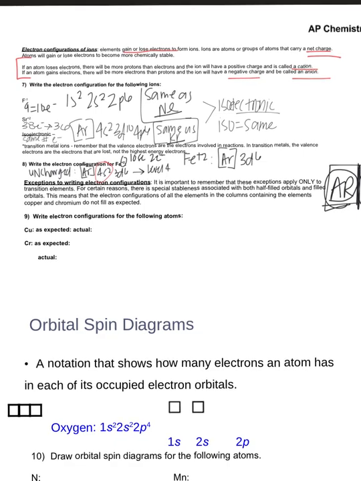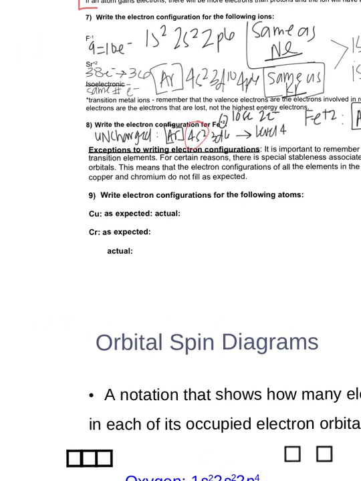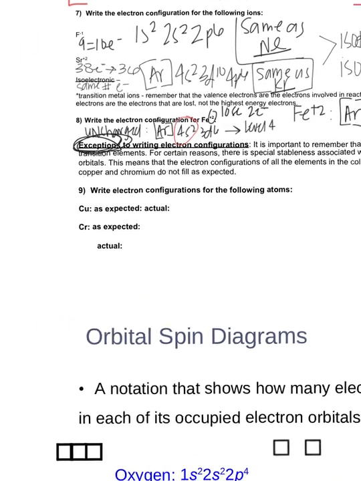All right, so exceptions to writing electron configurations. It's important to remember that these exceptions apply only to transition elements. For certain reasons, there's a special stableness associated with both half-filled orbitals and filled orbitals. This means that the electron configurations of all the elements in the columns containing the elements copper and chromium do not fill as expected. So I think we did this one last year. Again, these are our exceptions.